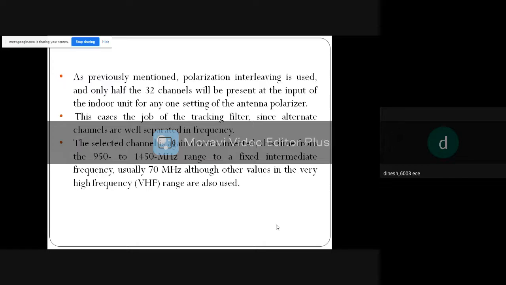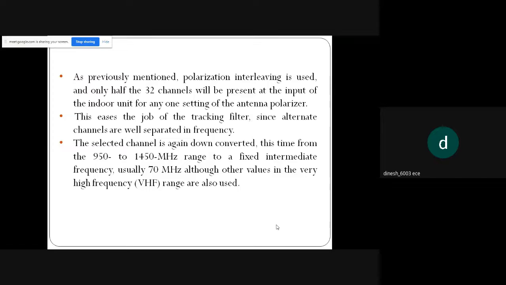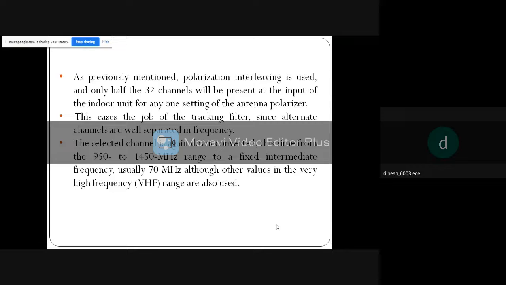The selected channel is again down converted, this time from the 950 to 1450 megahertz range to the usual frequency of 750 megahertz, where it is done in the very high frequency range.